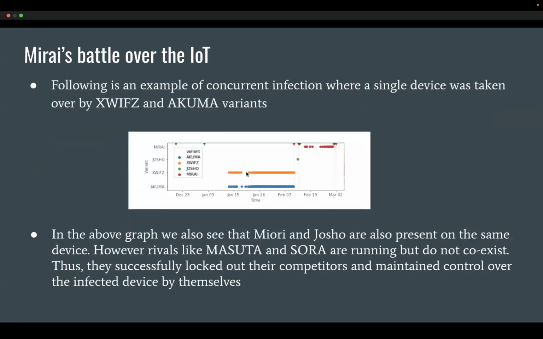So the following graph shows an example where we see that these two particular variants are concurrent. However, we also see certain rivals like Masuta and Sora. They do not coexist. Therefore, they have done an excellent job in locking out their competitors and maintaining control over infected devices by themselves.